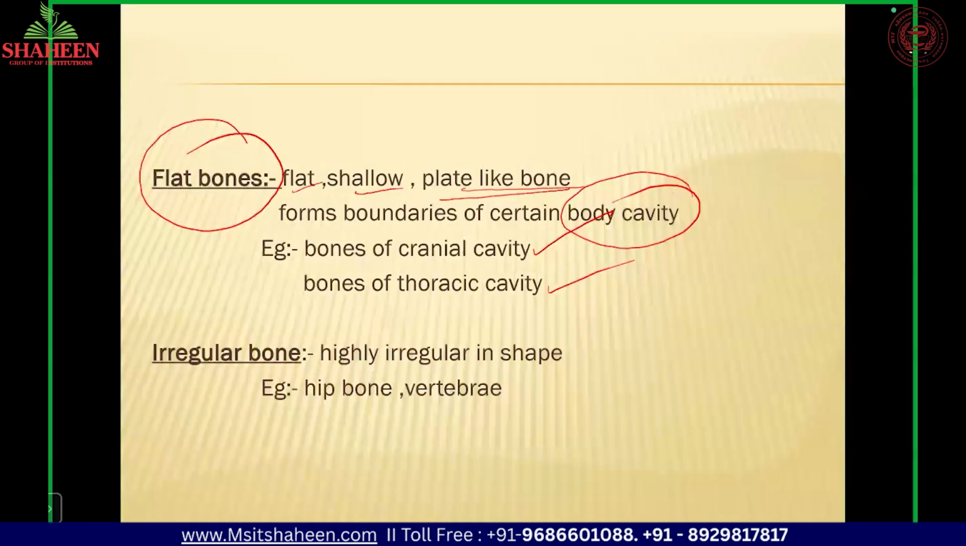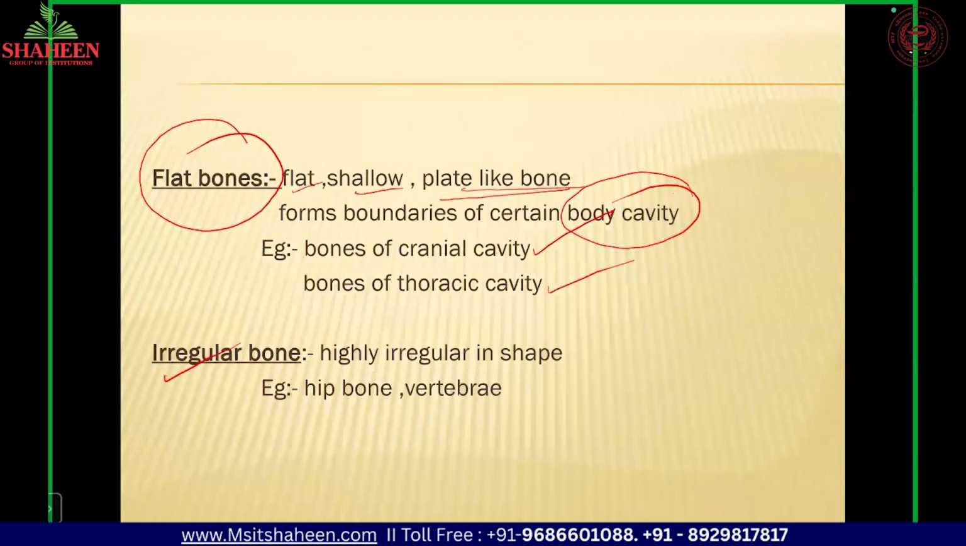Next, the bones of the thoracic cavity: sternum and ribs. Thoracic vertebrae will not be included here, because mainly it is the sternum and the ribs. Thoracic vertebrae will be considered as irregular bones. So the ribs and the sternum are considered flat bones because they are flat, shallow, plate-like bones, and they form the boundaries of certain body cavities.